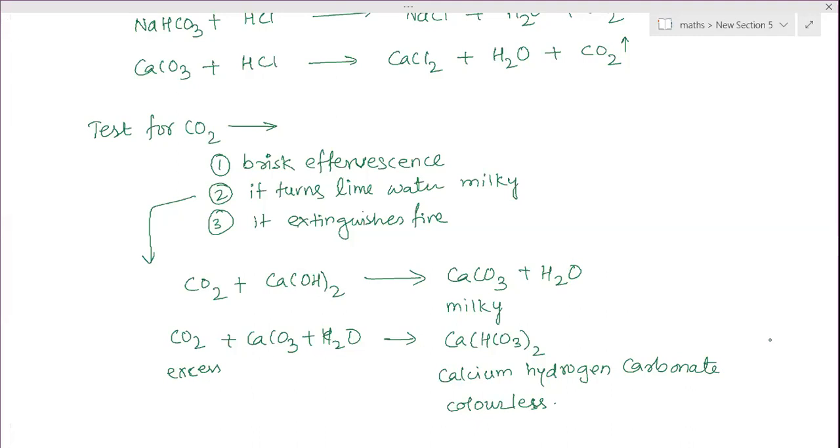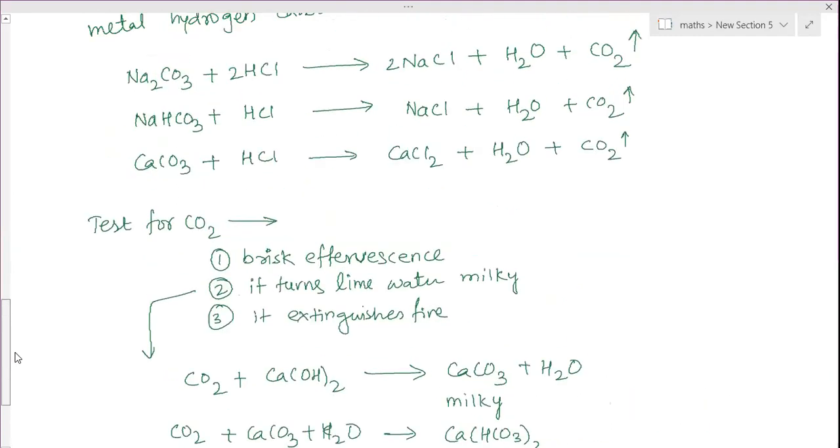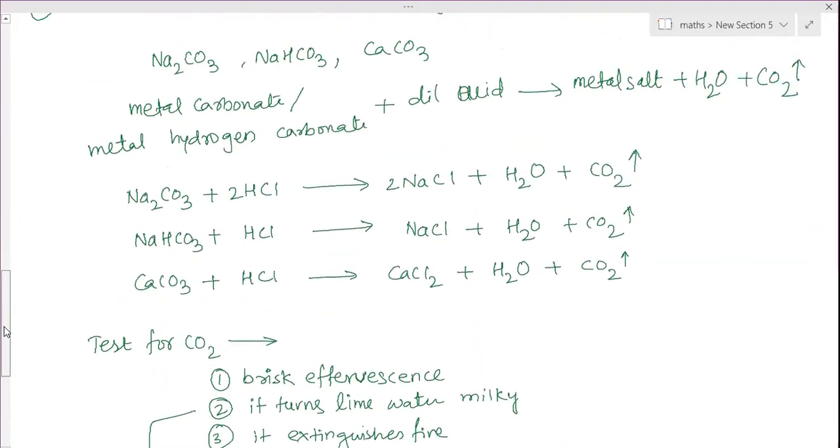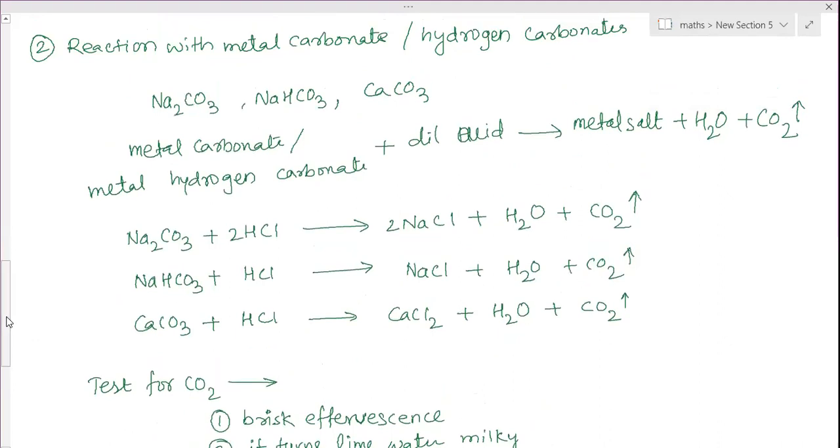Is this clear? So these two reactions are also important. And the third test is it extinguishes fire. So these three tests you need to know for carbon dioxide. Is it clear? Yes, ma'am. So write it down and then start maths. Bases won't react with metal carbonates. So no reaction for base. This is a reaction only for dilute acid.